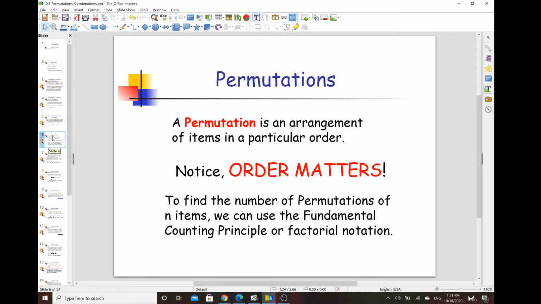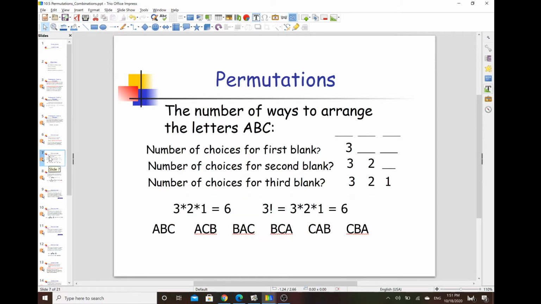So permutation. A permutation is an arrangement of items in a particular order. So notice order does matter. To find the number of permutations of n items, we can use the fundamental counting principle or factorial notation. So we'll talk about factorial notation.